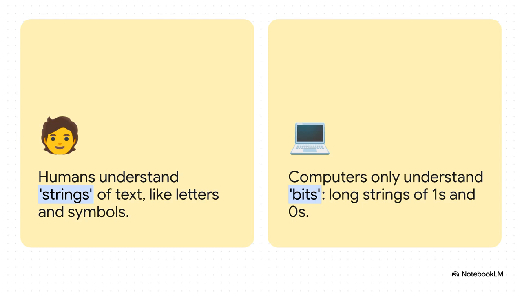Well, it's a process called encoding. And honestly, the best way to think about it is like Morse code. In Morse code, you translate letters into simple patterns of dots and dashes, right? Computers are doing the exact same thing, just with ones and zeros, which we call bits.